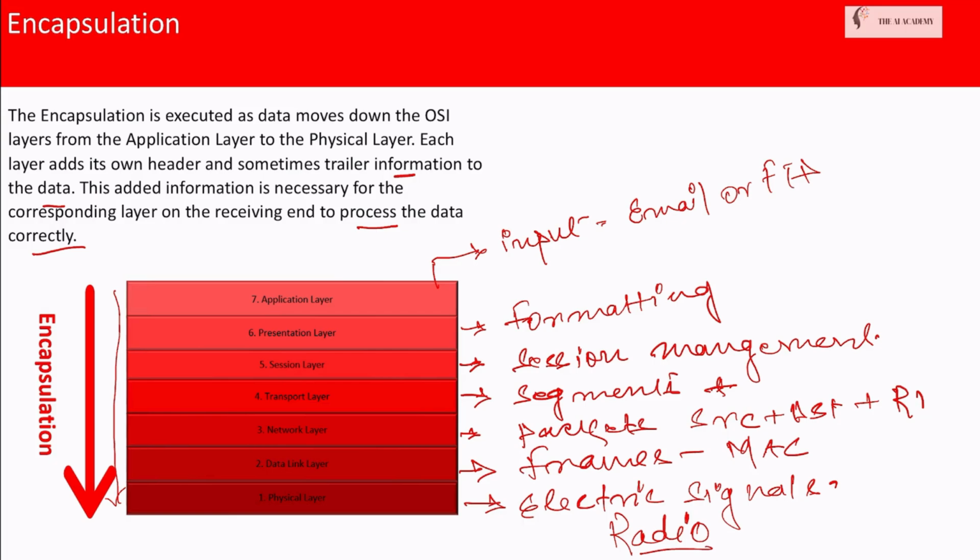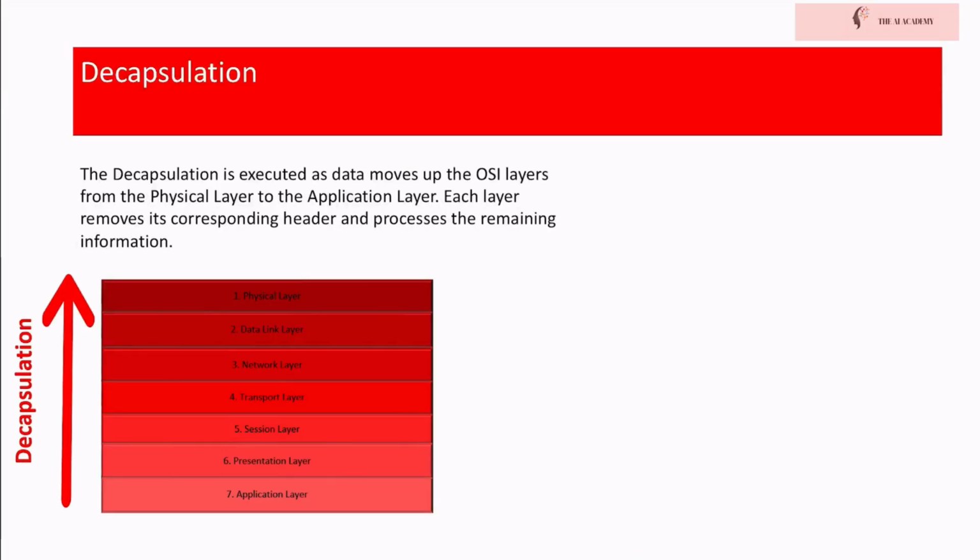And finally, the frames are converted into electrical signals, light pulses, or radio waves for transmission over the physical medium at the physical layer. The encapsulation process ensures that data is systematically prepared for transmission, with each layer adding the necessary information to handle its specific role. Let us now talk about decapsulation.